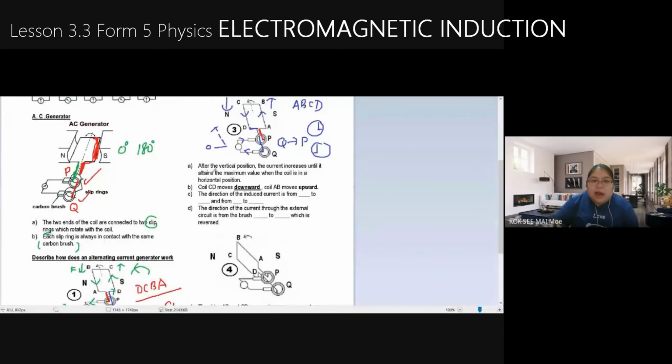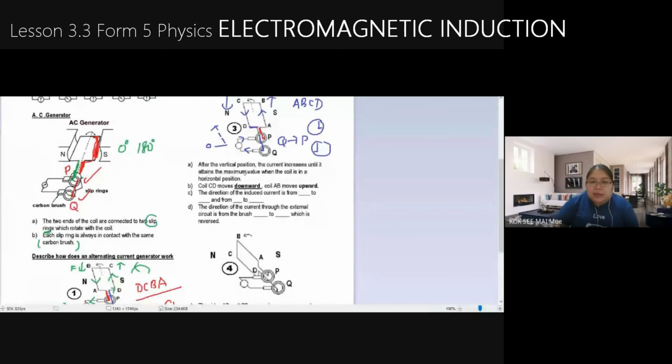After the vertical position, the current increases until it attains the maximum value.